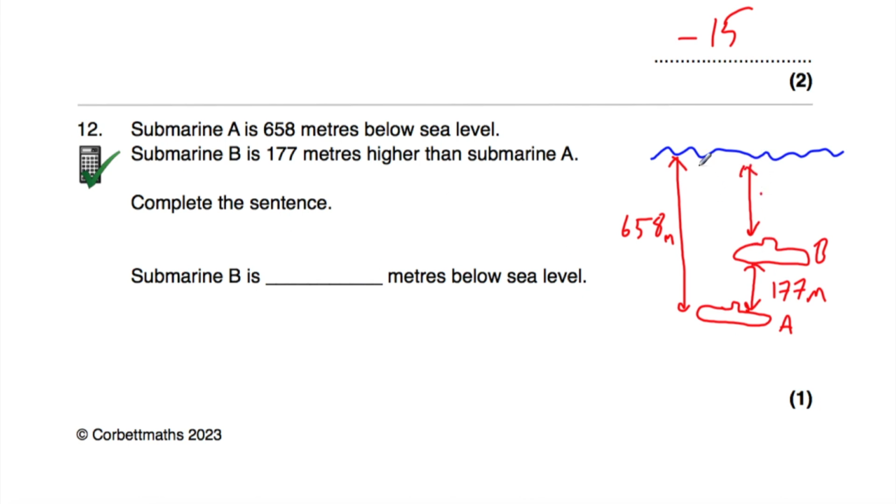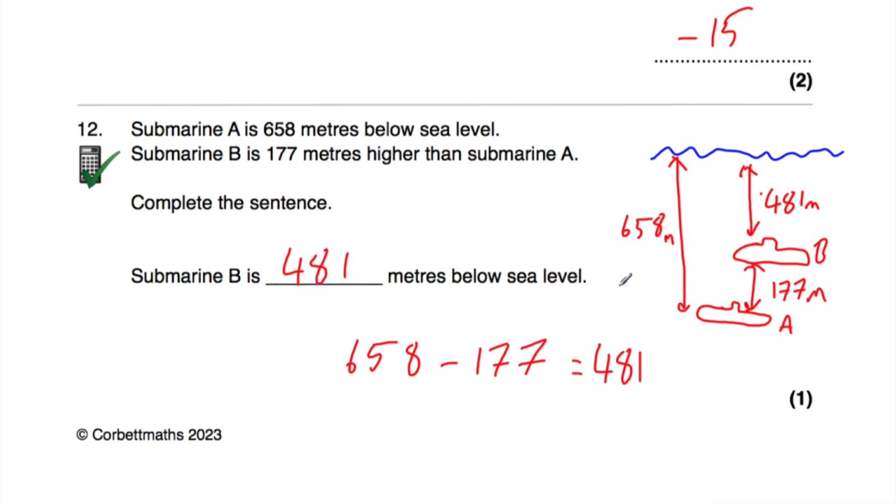And that's quite straightforward because submarine A is 658 metres below sea level. And submarine B is 177 metres above that. So we just need to find this distance here. How many metres below sea level is submarine B? So if we just take 177 metres away from 658 metres, we can then find out how many metres submarine B is below sea level. So we can just do 658 subtract 177, and that's equal to 481. So that means that submarine B is 481 metres below sea level, and that's it.